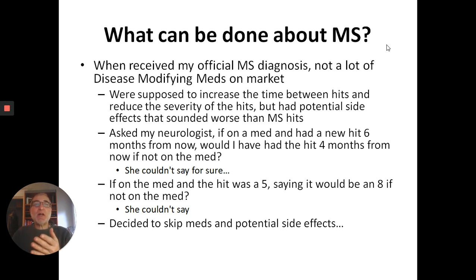And I asked my neurologist if I'm on a med and had a new hit 6 months from now, would I have had it 4 months from now if not on the med? She couldn't say for sure. If I'm on the med and the hit was on a scale of 1 to 10 of 5, would it be an 8 if I'm not on the med? She couldn't say for sure. So I decided to skip the meds and the potential side effects. So I've gone 22 years without meds for MS.